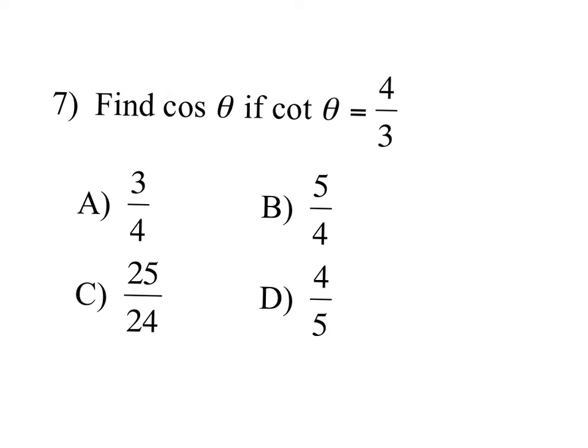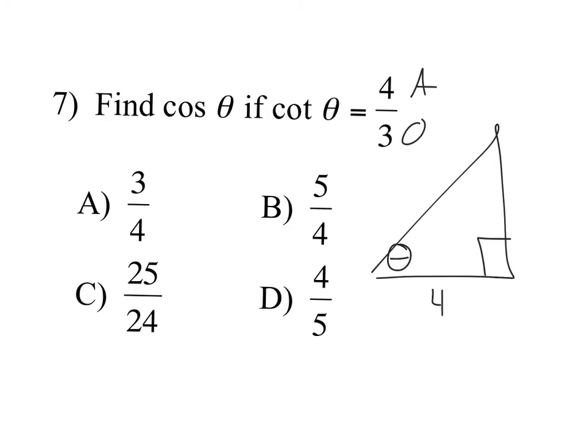Number 7 says that we have cotangent of theta is 4/3. I'm going to draw a triangle. Cotangent is adjacent over opposite, so that's 4 over 3. That means hypotenuse is going to be 5. And cosine, which is adjacent over hypotenuse, would be 4/5, which is choice D.